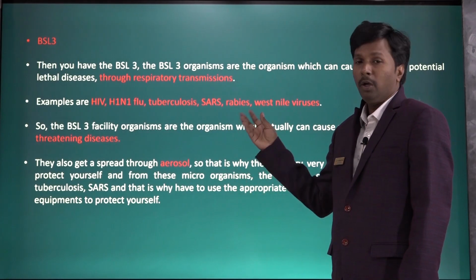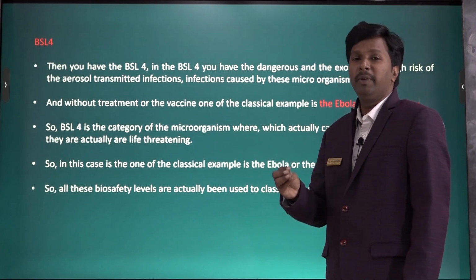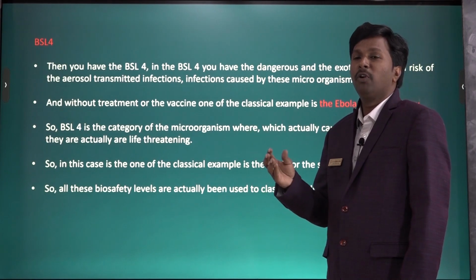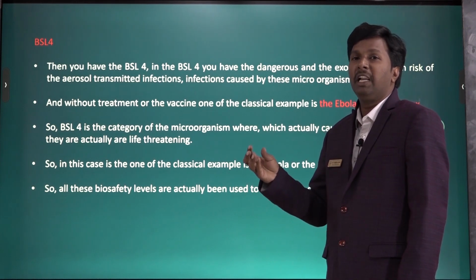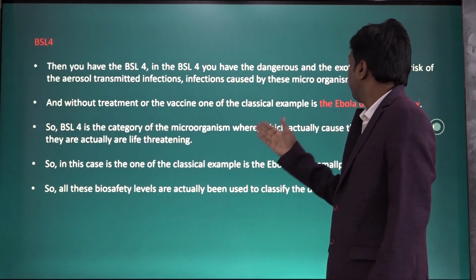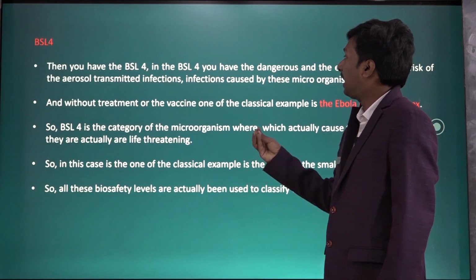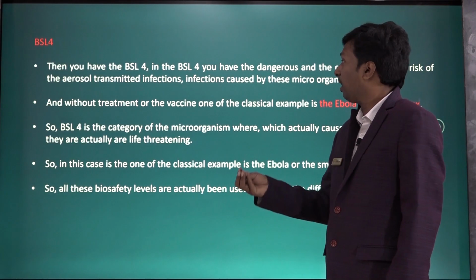So an example is Mycobacterium tuberculosis. And next one, the final one, BSL-4. BSL-4 is the highest-risk microorganism we are going to handle in the laboratory. Here the classical example is Ebola virus. These are life-threatening microorganisms.